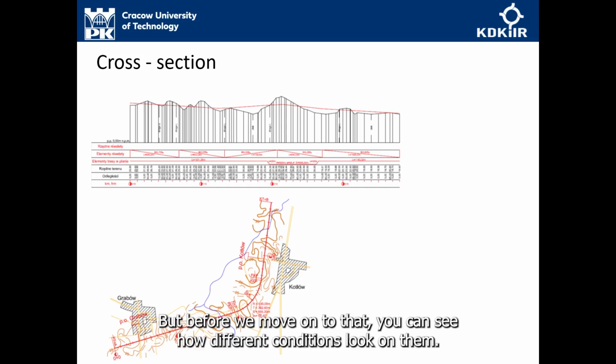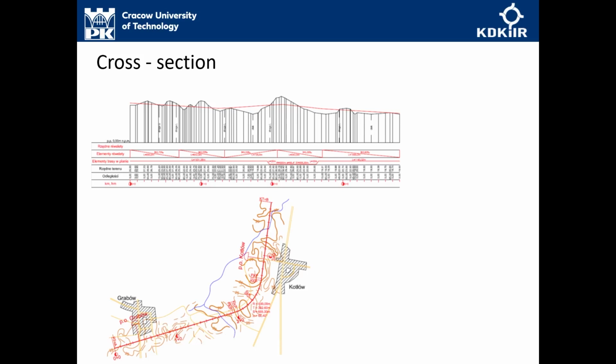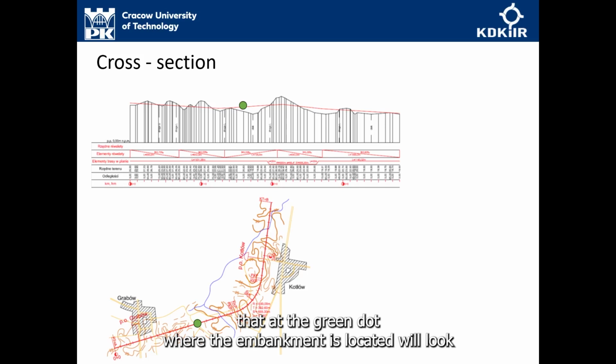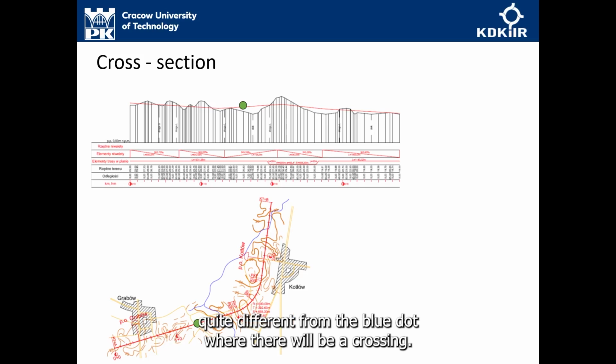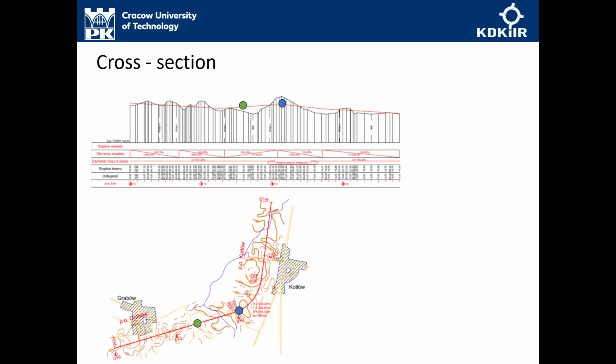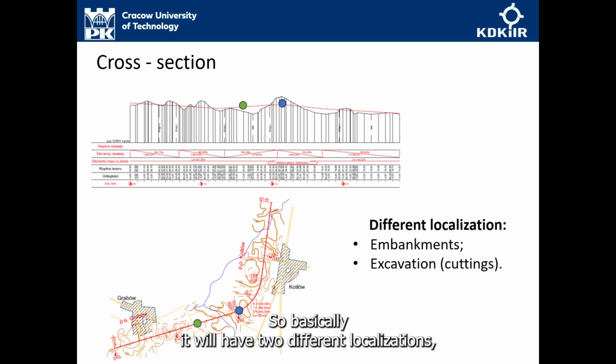But before we move on to that, you can see how different conditions look on the map. The situation at the green dot, where the embankment is located, will look quite different from the blue dot, where there will be a cutting. So basically, we have two different localizations, the embankments and the cuttings, the excavations.